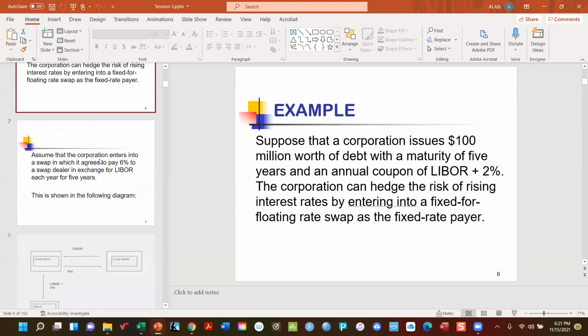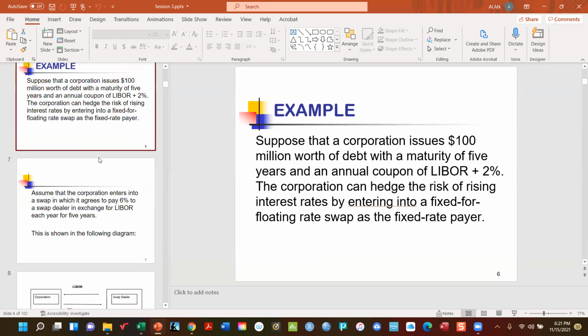So a quick example: a corporation has issued $100 million worth of debt. The maturity is 5 years. The coupon is LIBOR plus 2%. So they're issuing a floating rate note. Why are they doing this? Well, they're pretty sure that rates are heading down in the immediate future, so that if they're right, they can save on interest by paying a progressively smaller amount of interest. If LIBOR goes down, then the cost of borrowing goes down too. Now, of course, it might go up, and that's where the problem is.